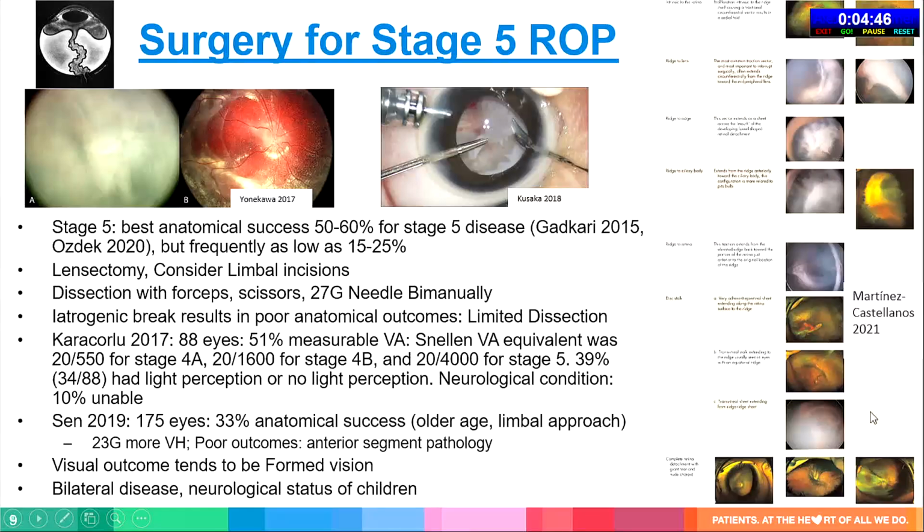For stage 5, it's a little bit more complicated because the outcomes tend to be very, very poor. So often you may only consider this in bilateral disease where there's no other option for any visual outcome for the kid if there's no surgery done. And the visual outcome tends to be form vision or very, very poor vision.